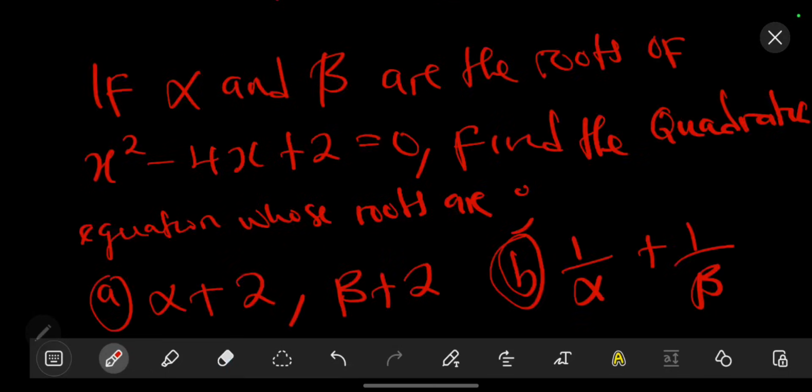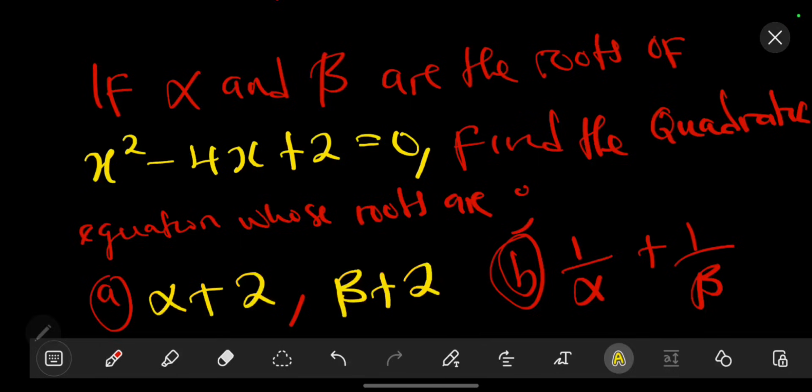So the other type of question that they might ask you under this topic is, if alpha and beta are the roots of the equation x squared minus 4x plus 2 equals 0, then we are told to find the quadratic equation whose roots are alpha plus 2 and beta plus 2. So this is a separate question. Our A is a separate question, then we have our B.